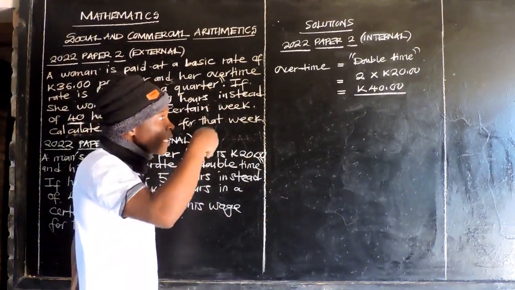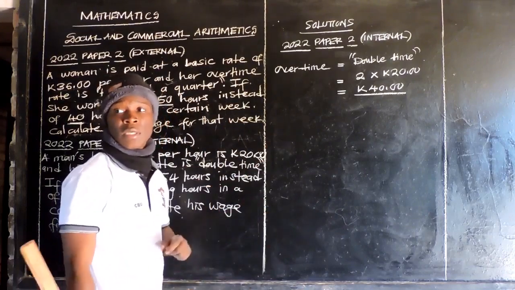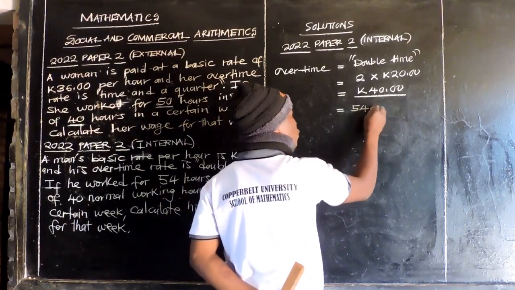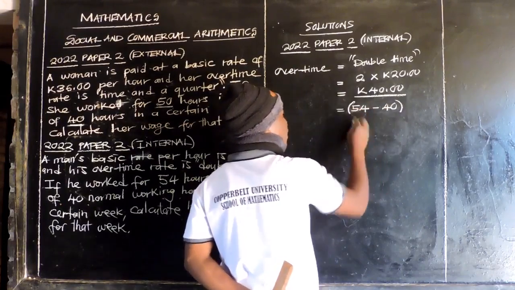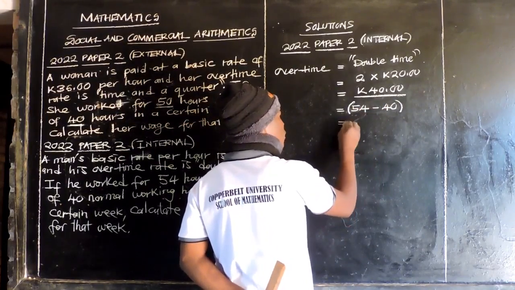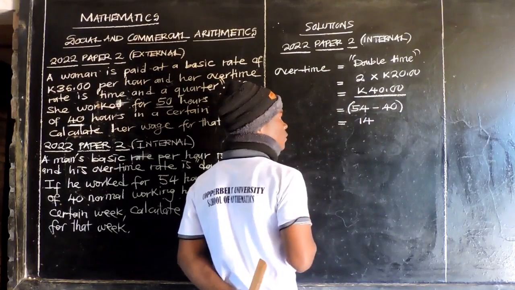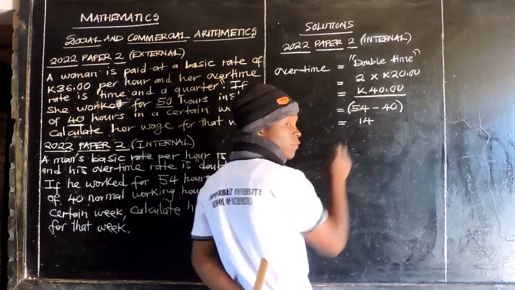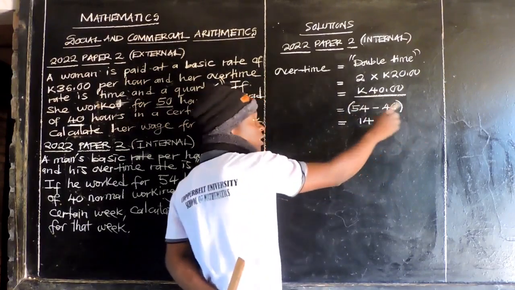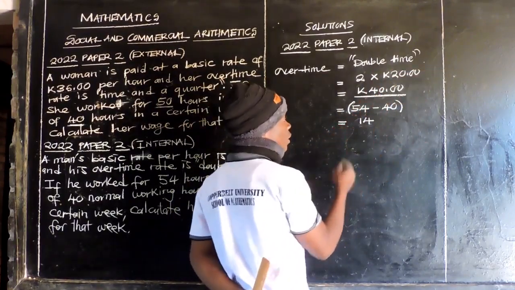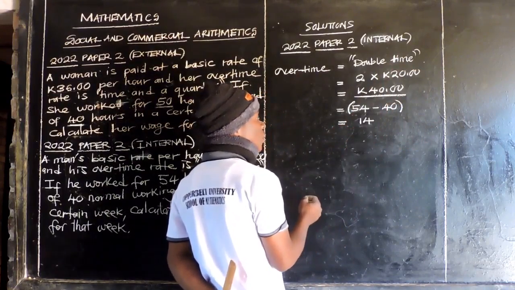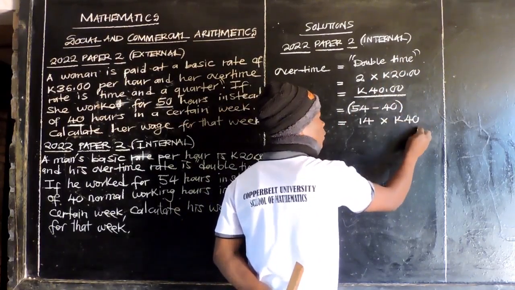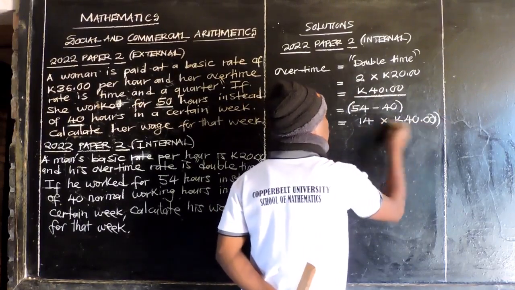Now, how many hours did this person work as overtime hours? This person worked 54 hours instead of 40, so just subtract 54 minus 40. What do you get, people? 14. So we're going to multiply this 14 by 40, because per hour he was given 40 kwacha overtime. Just say 14 multiplied by 40 kwacha. So let us multiply these two.